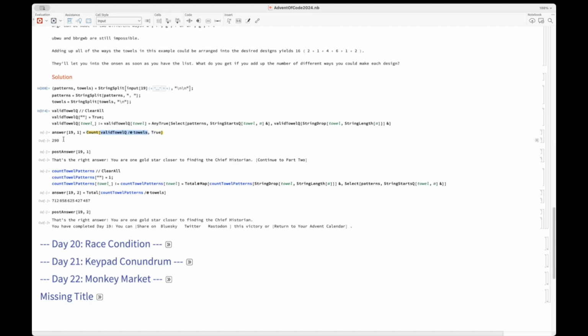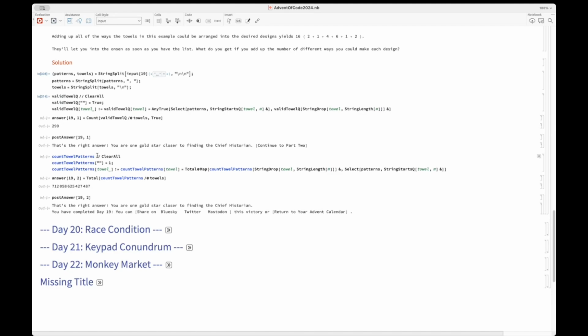in the given list. The second part was more difficult because now you had to not just check whether you're allowed to construct a given towel, but actually count how many ways. Again, the naive version of counting is not going to work, right? If you just try to find all of them, you're obviously going to get some giant number. So it's again a combinatorial solution with memoization, with some basic recursion.